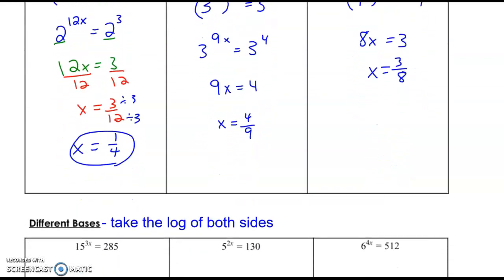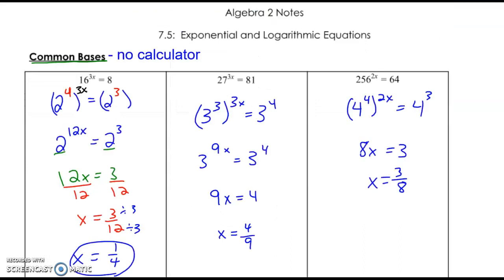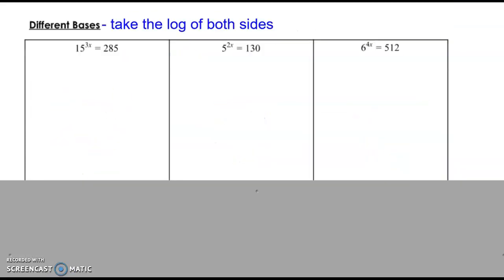What if our bases can't be written as the same? So if you have different bases, what you're going to do is take the logarithm of both sides. So if we want to take the logarithm of both sides, we'll take the logarithm of 15 to the 3x and the logarithm of 285. The reason, again, we can't rewrite these both as 15 to some power is because 285 is not 15 squared or 15 to the third.